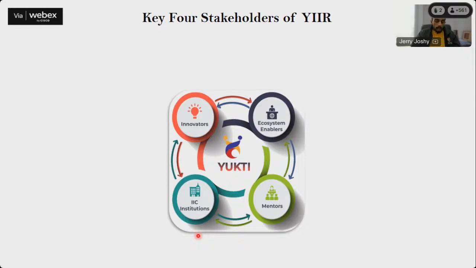Now, in Yukti Innovation and IP Repository, we have four stakeholders. The first stakeholder is, of course, the innovators, which can be faculty innovators and student innovators. Then we have our own IIC institutions. Then we have the mentors, as well as the ecosystem enablers in the form of investors and other engagers. So first, let's look at the innovators.